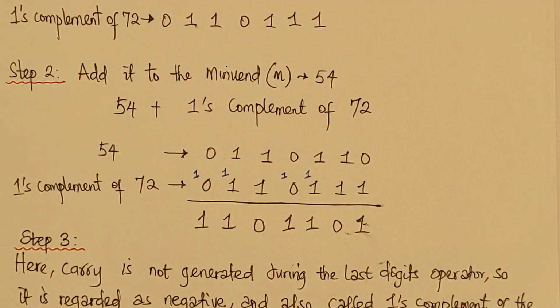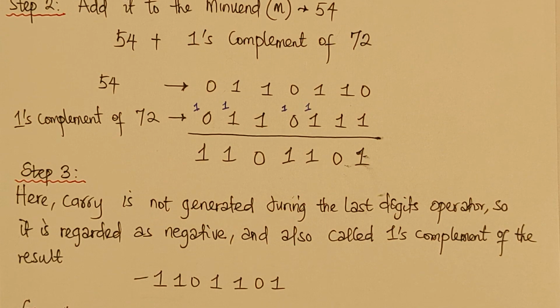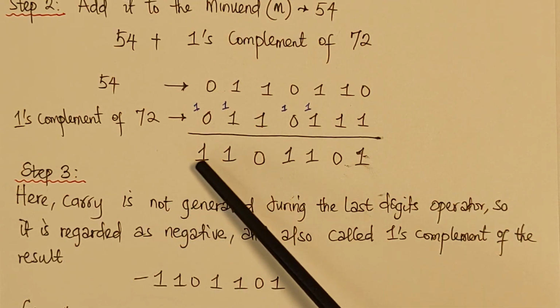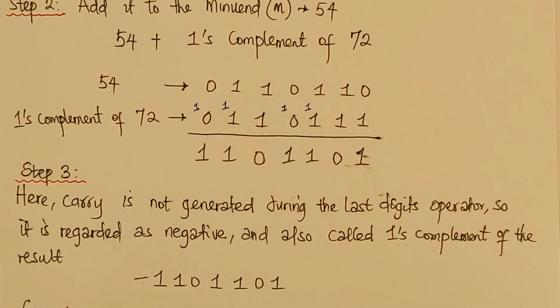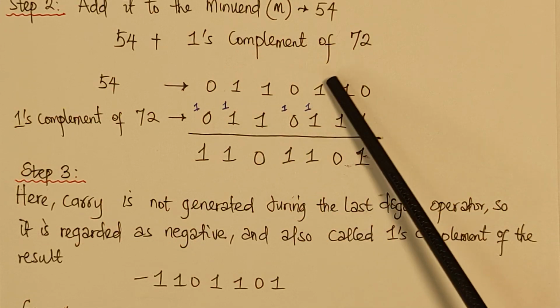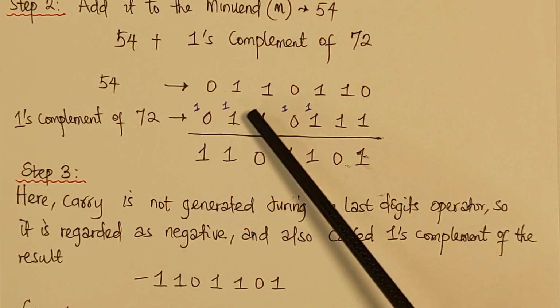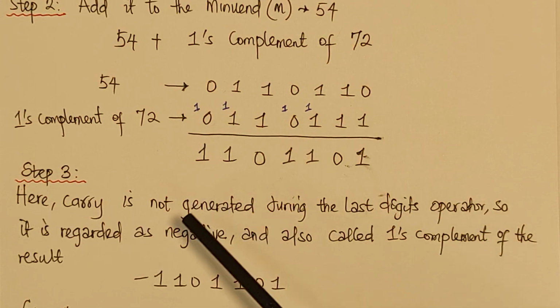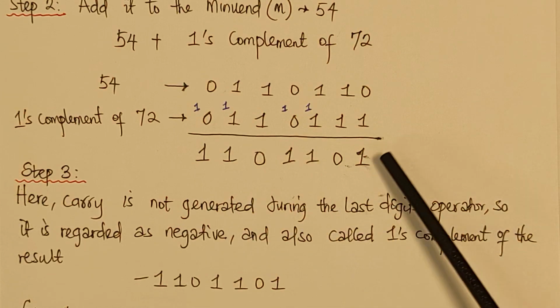Step 3 states that if a carry is not generated during the last digit operation, it is regarded as negative and is also called the first complement of the result. So since there was no carry, what do we mean by carry? It means there was no extra value. Let's take for instance, this is 1 2 3 4 5 6 7, 7 bits.